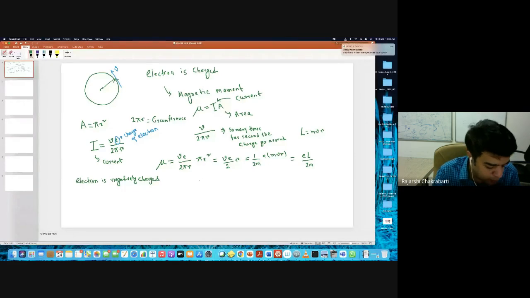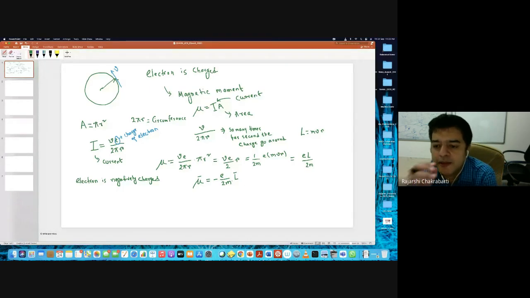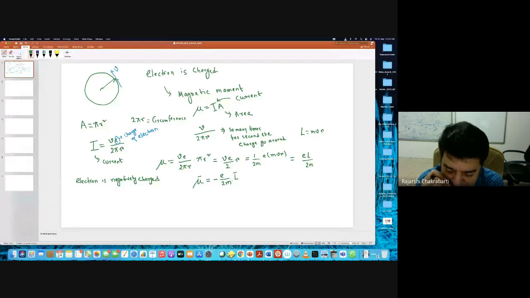If you are very particular, then write in vectorial notation. Your magnetic moment is minus e by twice m times the angular momentum. So what does it mean? It basically means that if the particle has an angular momentum, then it will have a magnetic moment. And since the particle is negatively charged, the magnetic moment direction would be opposite to the direction of the angular momentum. Is this clear?